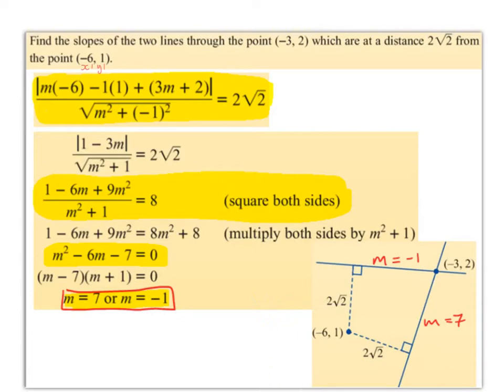Then we bring everything over to the left hand side, so we get m squared minus 6m minus 7 is equal to 0. Factorising, we get m minus 7 times m plus 1. And solving, we get m is equal to positive 7, or m is equal to minus 1. And remember, m stands for our slope. So the slope of this line is minus 1, and the slope of this line is 7.